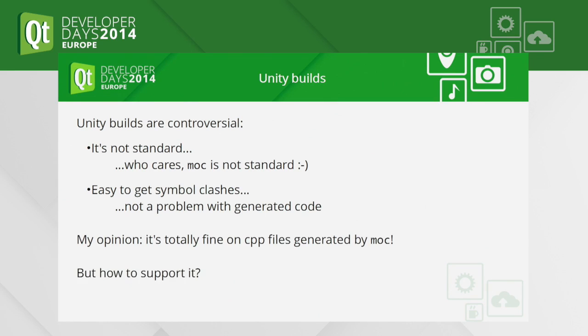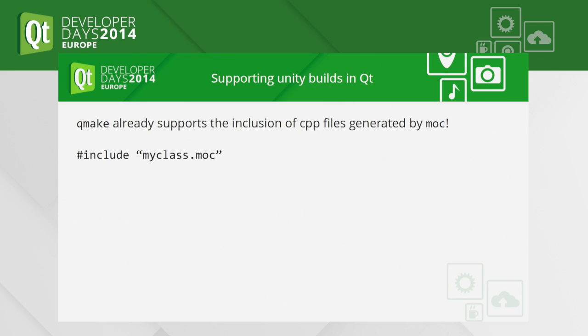So, but how to implement that? Well, it's really simple, because qmake already supports including CPP files generated by moc. There are mainly 2 syntaxes. The first one includes myClass.moc. Maybe you heard of that. It is used when you declare a QObject class in a CPP file. So it automatically generates the moc file.